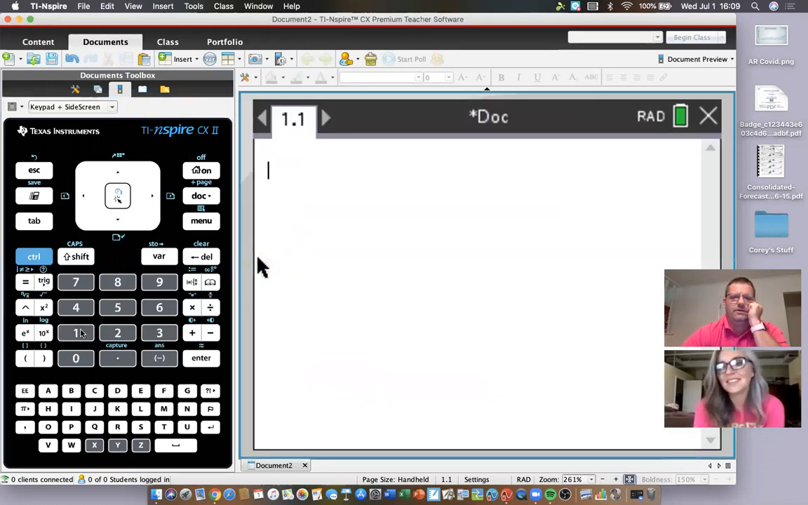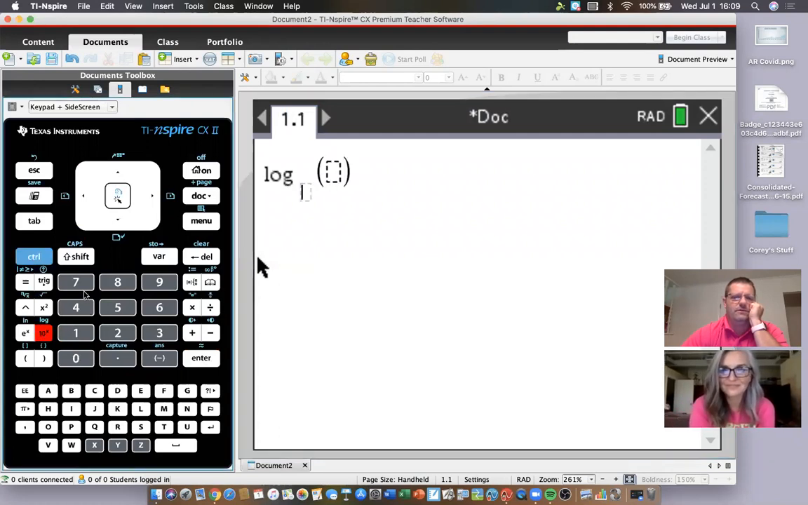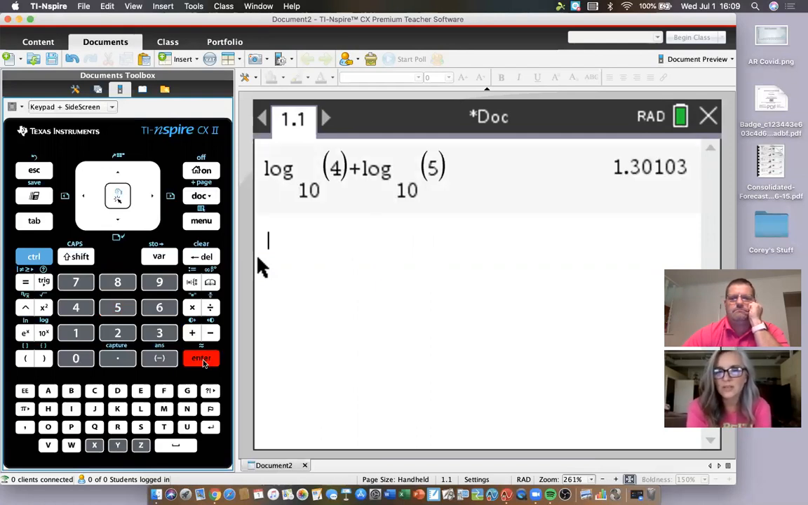So we want to do log 5 plus log 4. So I wanted to do log 4, and then plus log 5. Don't forget that he's leaving those space boxes empty because the base is 10. He could absolutely type 10 into those boxes. It's just a waste of time.